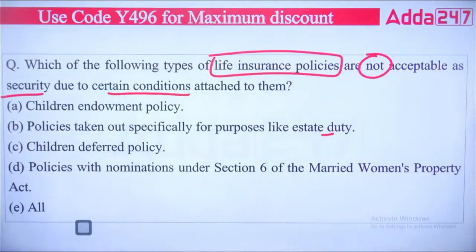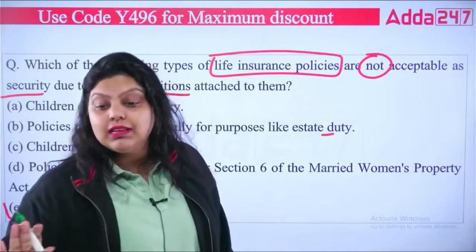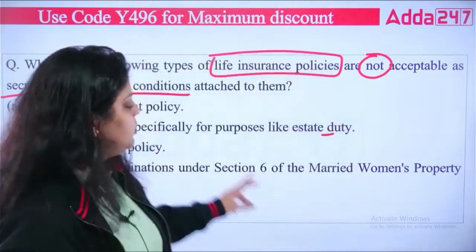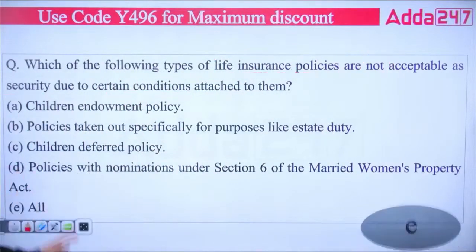I guess the right answer is all. All these are such kinds of life insurance policy which you cannot give as a collateral. It cannot be used as a collateral by you. So, the right answer will be E. Okay, the right answer we have is E. Clear?